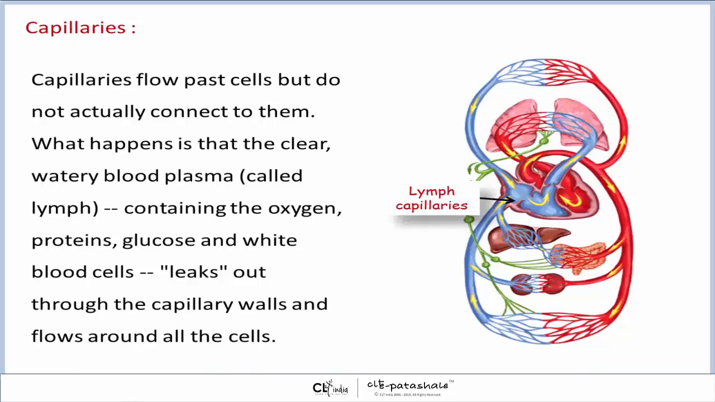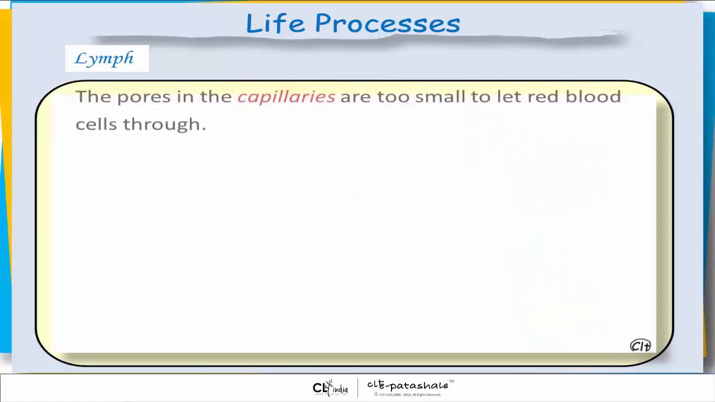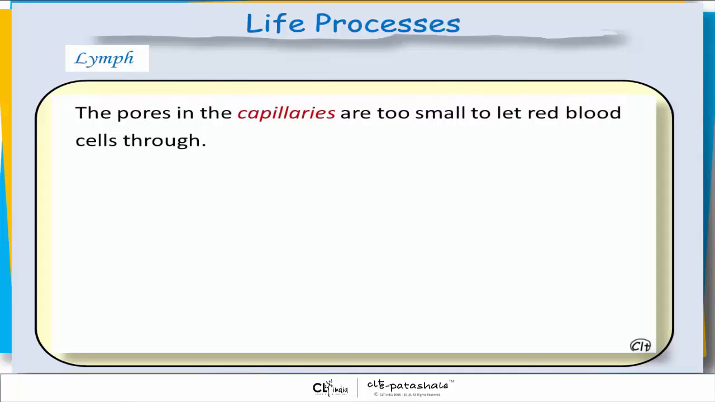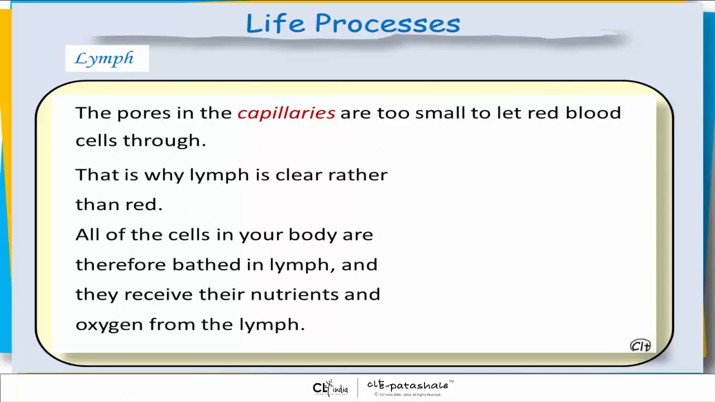Capillaries flow past cells but do not actually connect to them. What happens is that the clear watery blood plasma called lymph, containing the oxygen, proteins, glucose and white blood cells, leaks out through the capillary walls and flows around all the cells. The pores in the capillaries are too small to let red blood cells through. That is why lymph is clear rather than red.